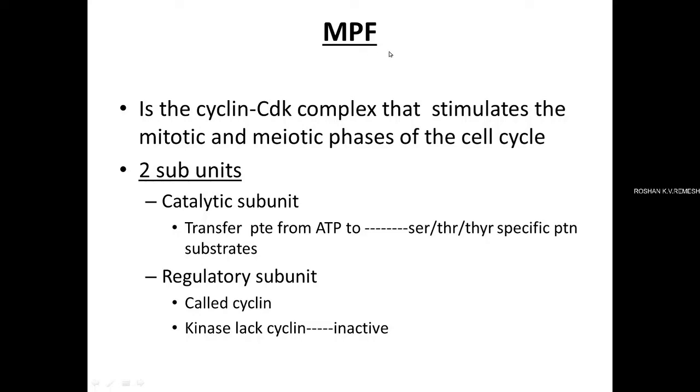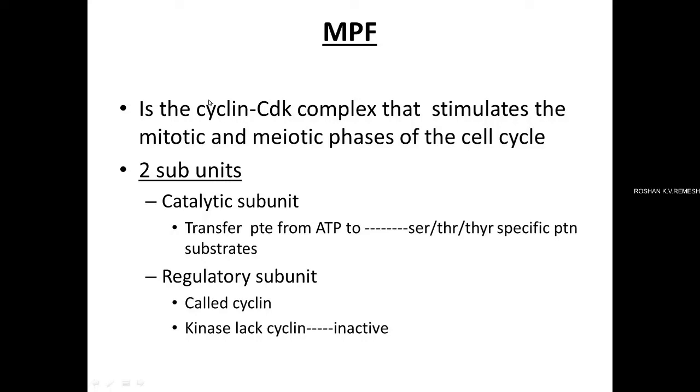This maturation promotion factor has two subunits. The first one is the catalytic subunit and the other one is the regulatory subunit. Coming to the catalytic subunit, it can transfer phosphate from ATP to serine, threonine or tyrosine residues of a particular kind of protein. That means it has kinase activity.